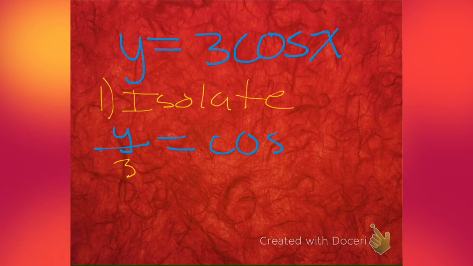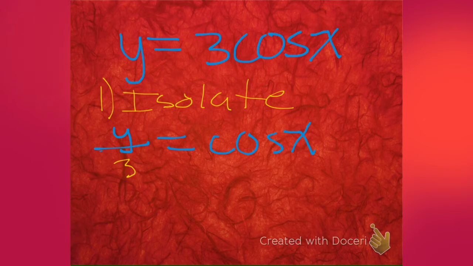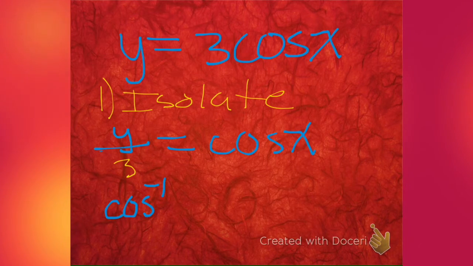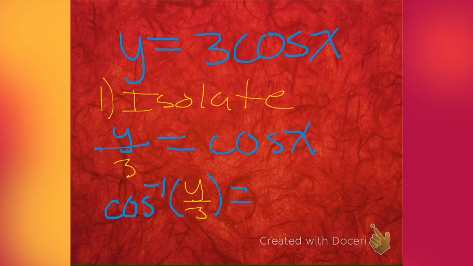that's going to be cosine x. Now that we've isolated it, we need to take the inverse. Step 2, get the inverse. So we're going to have the cosine inverse of y over 3, that's going to be equal to x.